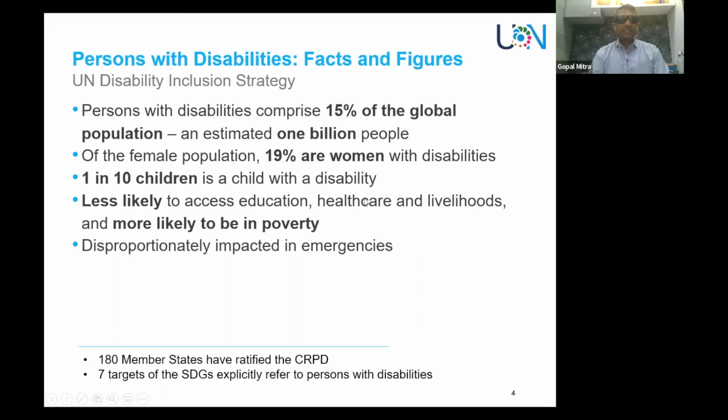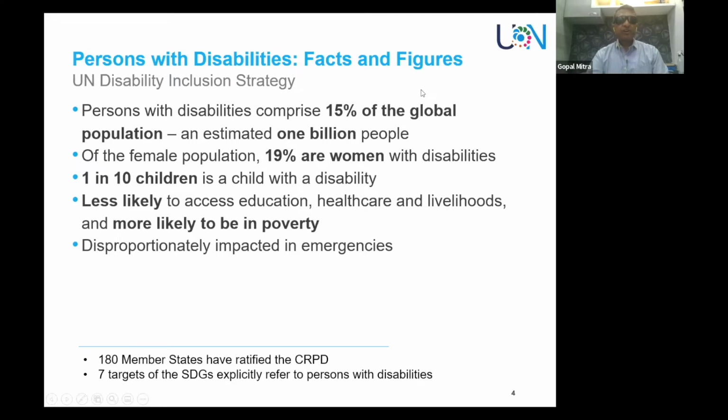Yes. Just before we go into UNDIS, the UN Disability Inclusion Strategy, as we go into it proper, just a couple of key snippets here: persons with disabilities in the world. 15% of any population are persons with disabilities, which means there are more than 1 billion persons with disabilities in this world. That's a significant number. And 1 in 5, or about 20% of women are women with disabilities. 1 in 10 children, or 10% of children, are children with disabilities.